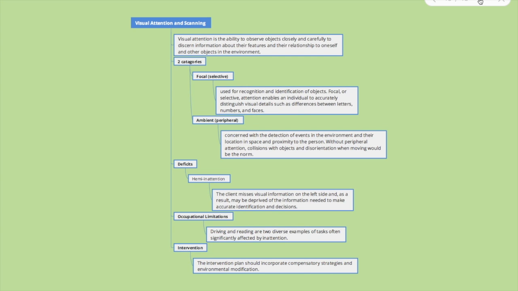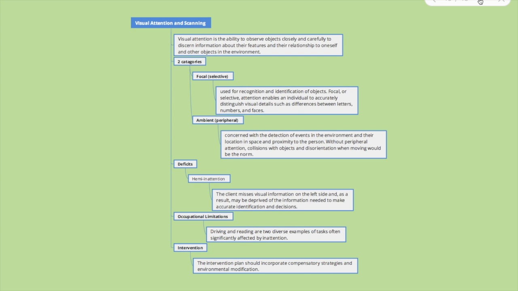Next, oculomotor, and visual attention and scanning. Visual attention is the ability to observe objects closely and carefully to discern information about their features and their relationship to oneself and the object or the environment around them. There are two categories: focal and ambient. Focal is used for the recognition and identification of objects, and ambient is concerned with the detection of events within the environment.